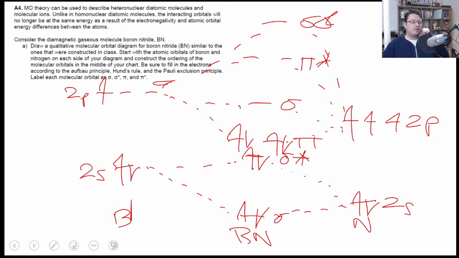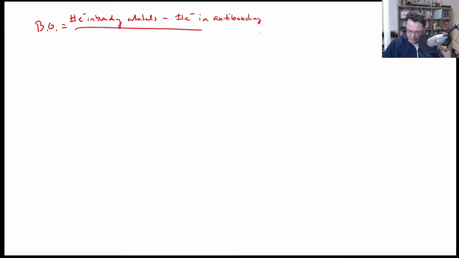and look at it, we can calculate the bond order of BN in this case, where we add up the number of electrons in the bonding orbitals. To calculate bond order, it's the number of electrons in bonding orbitals minus the number of electrons in anti-bonding orbitals, and you divide that by 2.